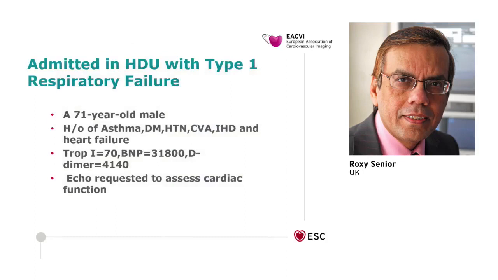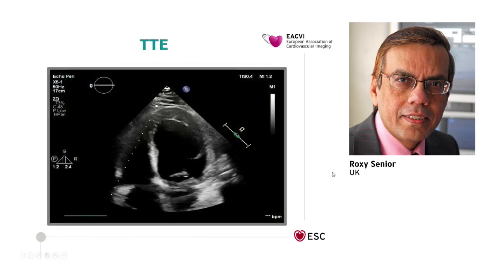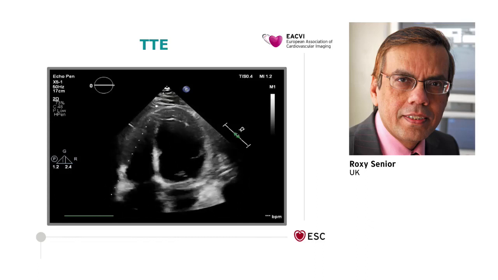So moving on, this is another typical patient, a 71-year-old male with all the cardiovascular risk factors, with a previous history of heart failure. Again, a typical scenario of raised troponin, but markedly raised BNP actually, and raised D-dimer. Here the request also was to assess cardiac function, and so we did a transthoracic echo. As we said, we always start off with a transthoracic echo. We don't give contrast straight away. We look at the images and then decide.